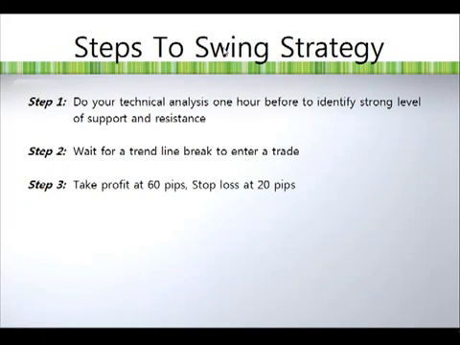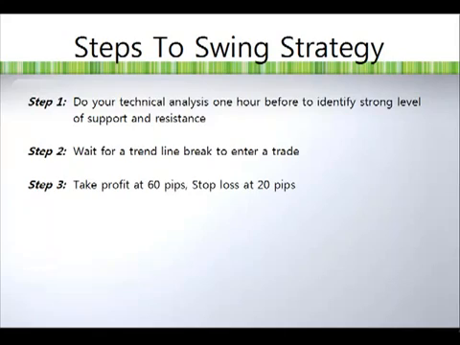So let's go to the steps of the swing strategy. Basically, there are 3 steps to perform for this swing strategy. The first one is to do your technical analysis 1 hour before the London open, London close, New York open, New York close, to identify strong levels of support and resistance. Step 2, we will wait for the trendline break to happen to enter a trade. And step 3, set your stop loss at 20 pips, target profit at 60 pips.